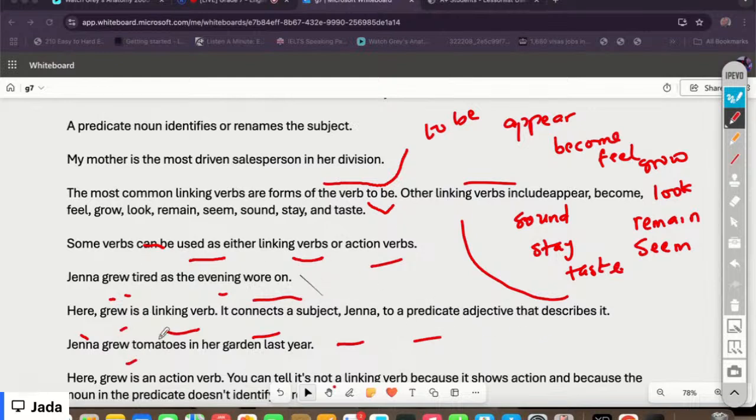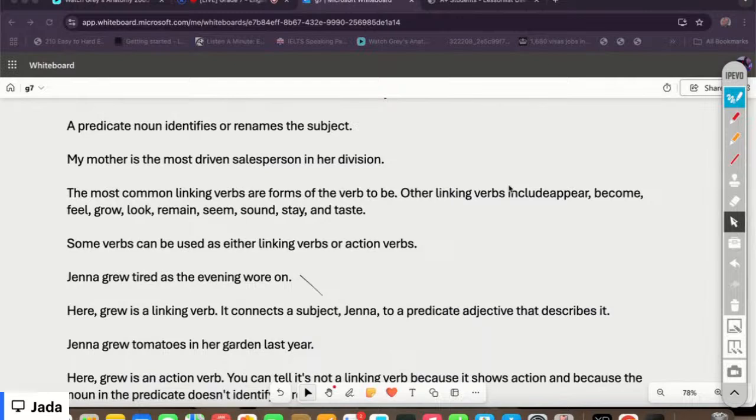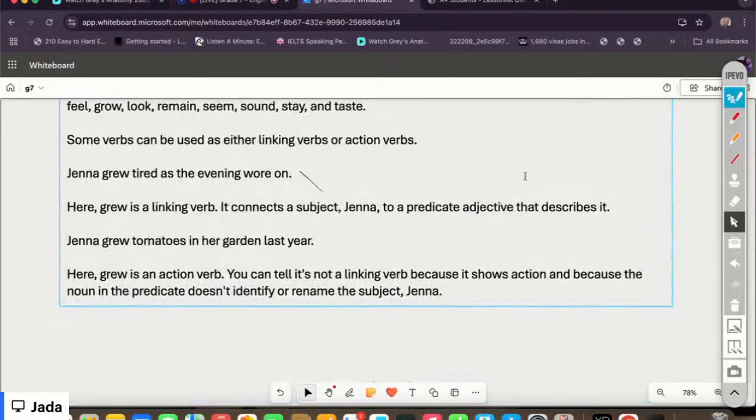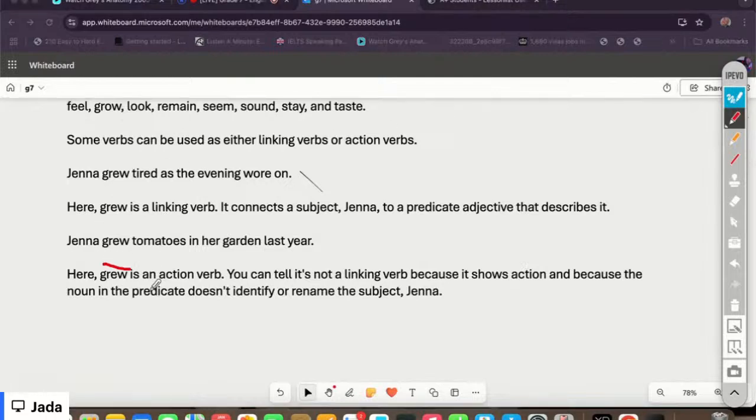So we also have "Jenna grew tomatoes in her garden last year." Okay. Here, grew is an action verb. You can tell it's not a linking verb because it shows action and because the noun in the predicate doesn't identify or rename the subject Jenna. So there's a difference between a predicate adjective, okay, and also a difference between an action verb and a linking verb. There's definitely a difference. So let me know in the chat, do you have any questions?